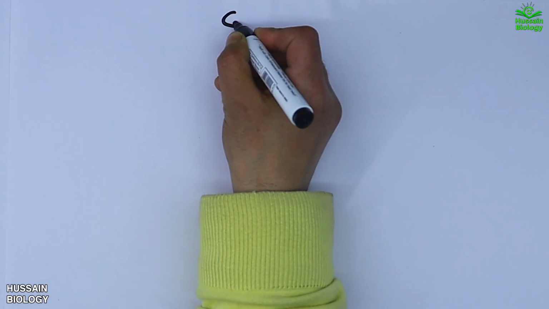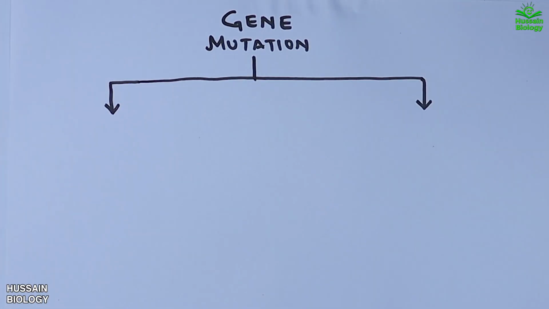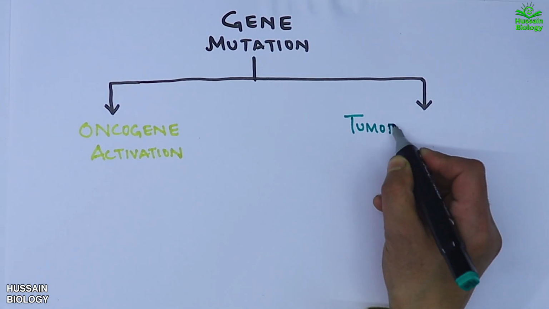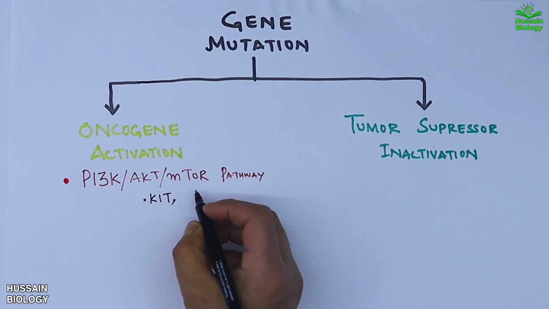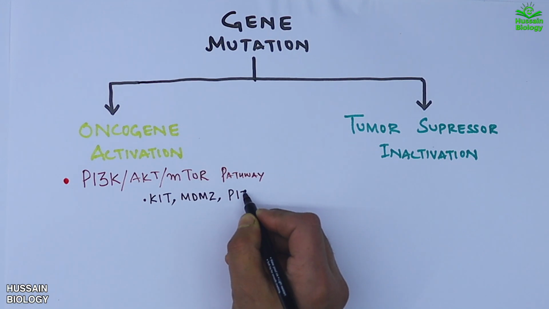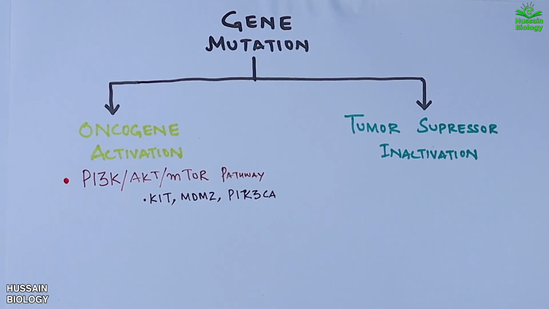Now let's move on to gene mutation part, which occurs due to oncogene activation and tumor suppressor inactivation. We see the oncogene activation drives mutations that promote uncontrolled cell growth and division. We have different kinds of oncogene mutations in different pathways, like we have PI3K, AKT, mTOR pathway. This signaling pathway regulates cell survival and growth. Mutations in genes like KIT, MDM2, PIK3CA lead to hyperactivation of this pathway, contributing to tumor formation.